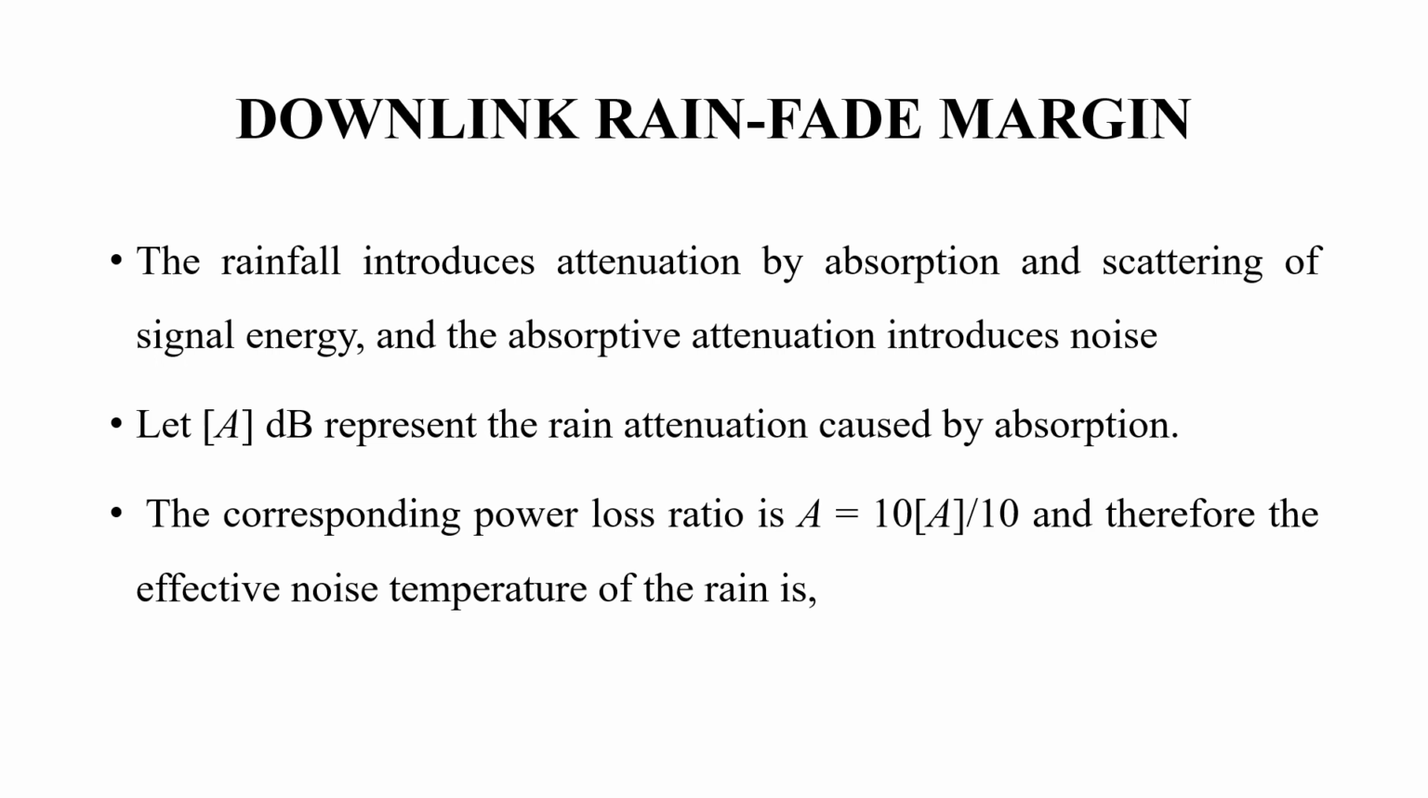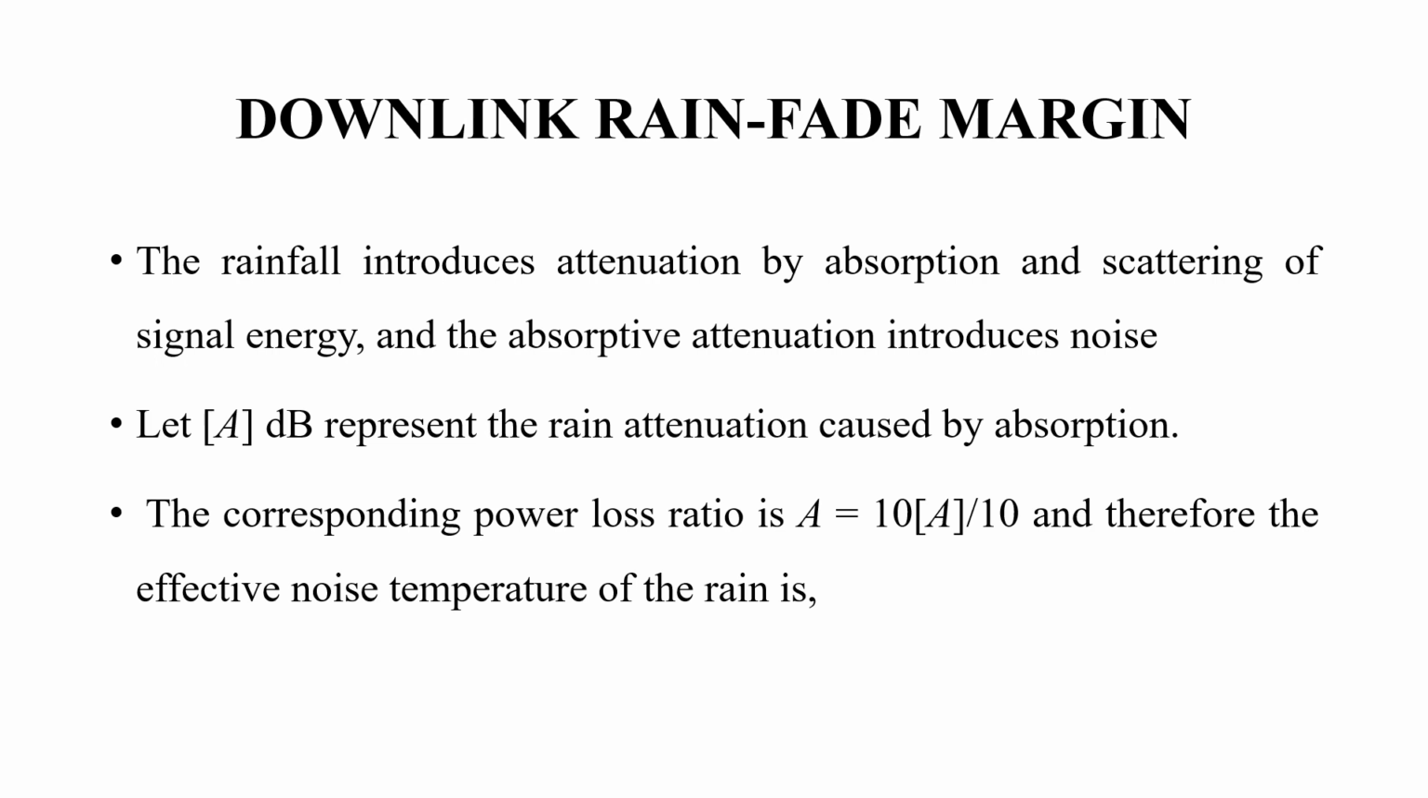Here also, rainfall introduces attenuation by the absorption and scattering of signal energy, and the attenuation introduces a large amount of noise. Because of that, the quality of reception is degraded, and we cannot receive a high quality signal. That means the signal strength falls completely below the required level, so that we cannot receive the signal as such.